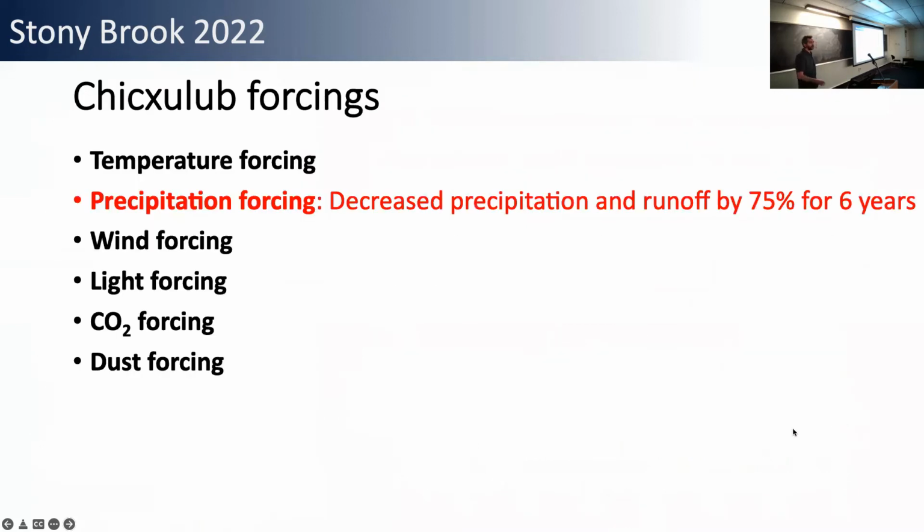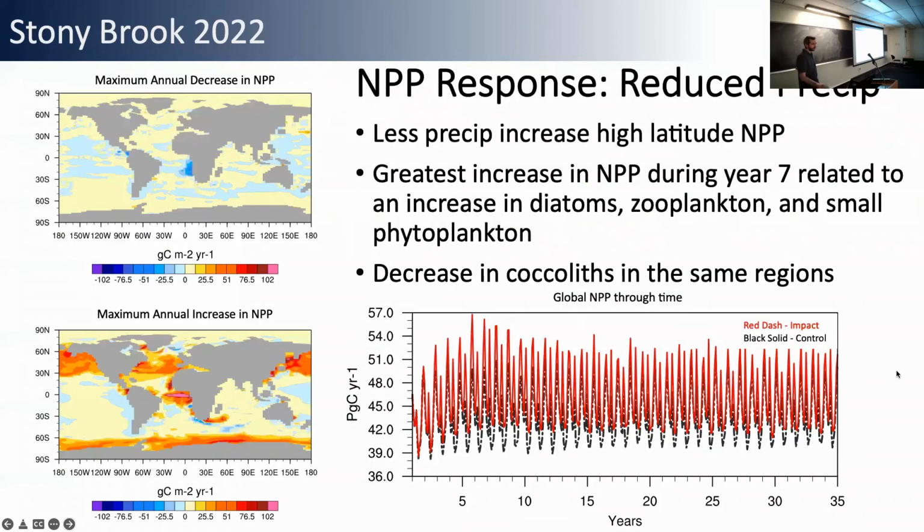All right, so we can do the same thing with precipitation, right? We looked at the precipitation before and saw that there was about 6 years of precipitation decreased by about 75%. So we put that into the model, decrease our precipitation by 75%, decrease our runoff as well, and look at the response to that. And again, the same plotting format set up here. But with this plot, I'd like to draw your attention to this bottom panel here, where we actually see around year 7, a significant increase in productivity in the high latitude regions.